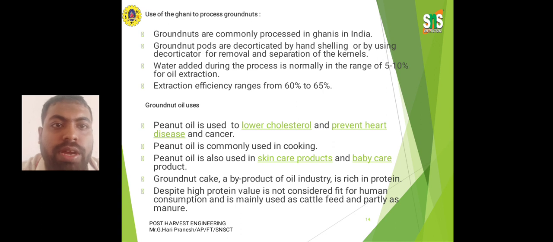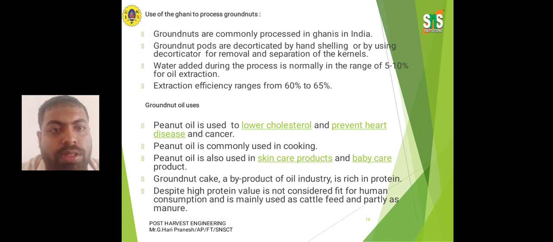Now, the use of ghani to process groundnuts. Groundnuts are commonly processed in ghanis in India. Groundnut pods are first decorticated by hand shelling or by using a decorticator for removal and separation of the kernels. Then, after removing, water is added during this process, which is normally in the range of 5 to 10% for oil extraction. The extraction efficiency ranges from 60 to 65%.